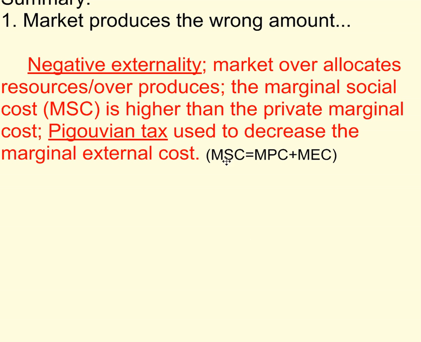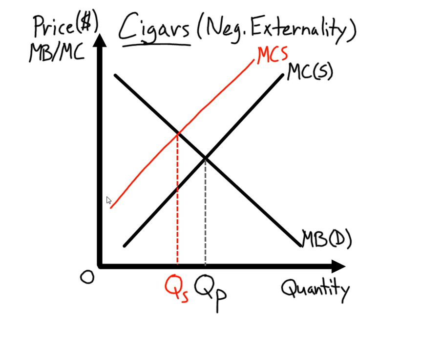And this is just a little reminder that the marginal social cost is equal to the marginal private cost plus the marginal external costs. So that's again back on our graph. Here's the private marginal costs. The distance between this and the marginal social cost is those external costs from secondhand smoke that really make each quantity of cigars more costly to society than to the private market, the cigar smokers and producers.